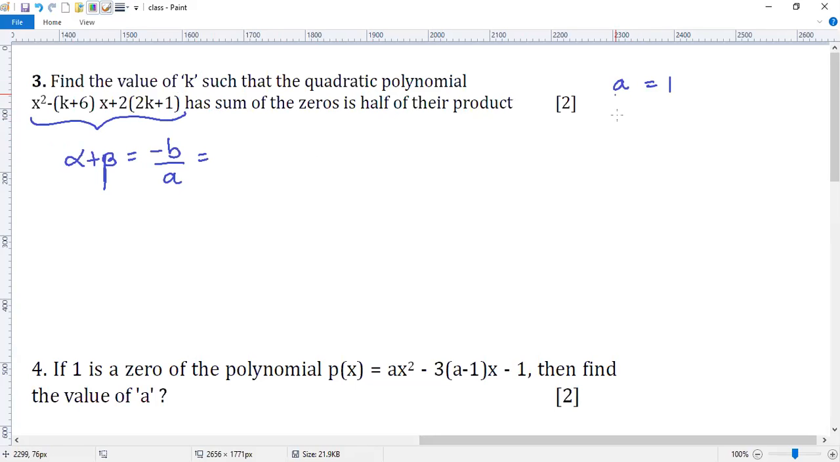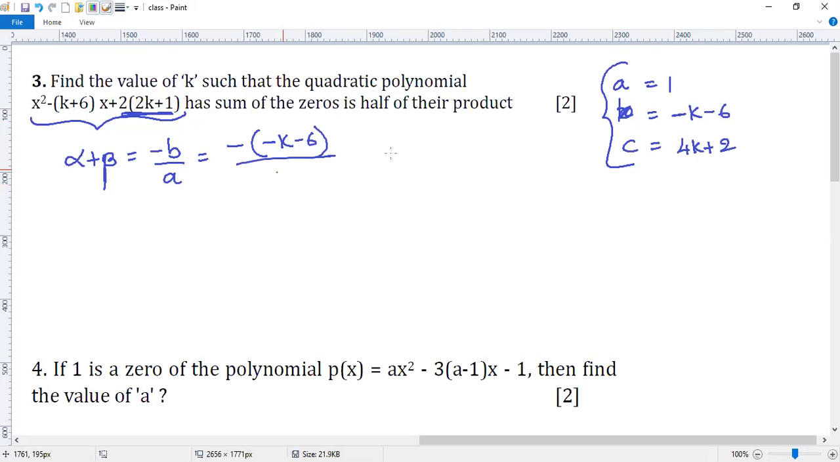After that, the coefficient of x, that is b. What is b here? It is minus of k plus 6. Correct? So we can write minus k minus 6. And what is c? It is the constant. Constant is what? 2 times of 2k plus 1. You can write it as 4k plus 2. Okay? So we have got a, b, c here. So I'll substitute that over here. What is it? Minus b by a. Minus b is minus of minus k minus 6, divided by a, which is 1. So it will be k plus 6 divided by 1.